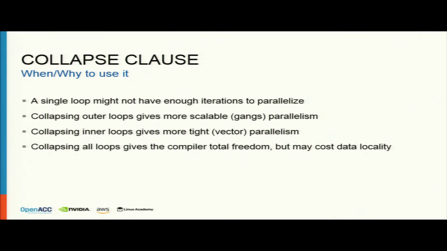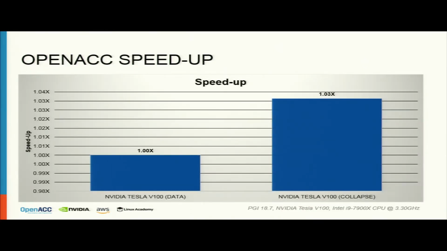Then collapsing the outer loop might give you more parallelism because it increases the number of gangs or vectors, and obviously it can also help you in data locality. We have not covered the optimization part, so I will hold it for one of the sessions that I am going to do later on. So if you use collapse, you might see an improvement, right?